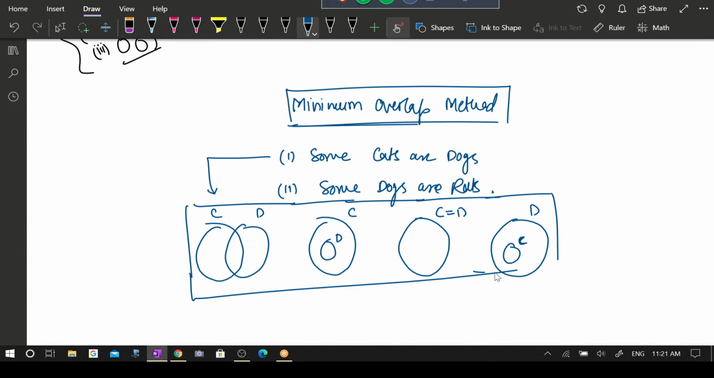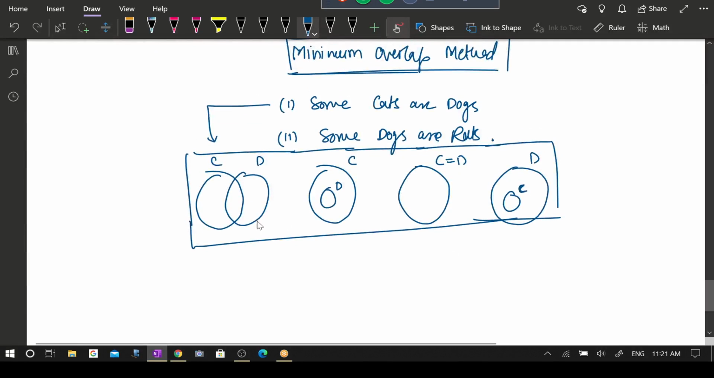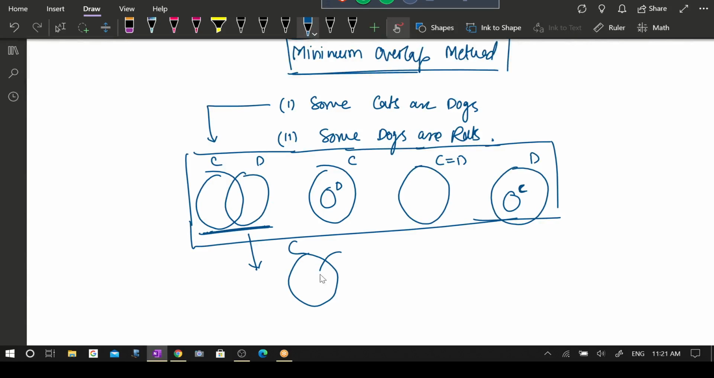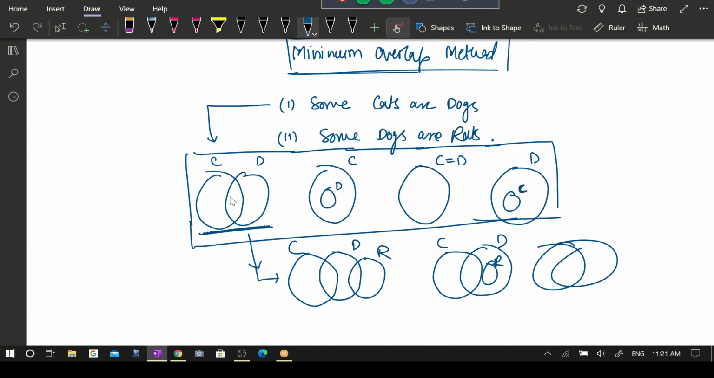And then I talk about the second premise. Some dogs are rats. In the first diagram, some dogs are rats, and in the second diagram, you can have rats over here. So you realize that all outcomes will give you four more outcomes. If you need to draw these two possible things, I may have 16 diagrams.